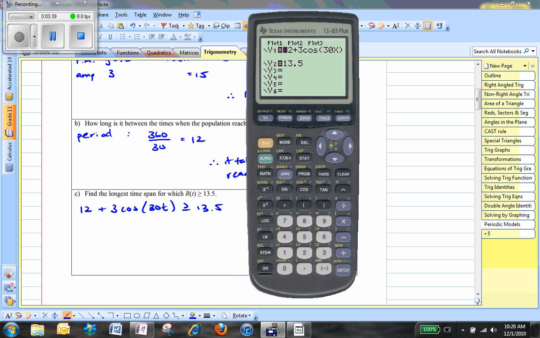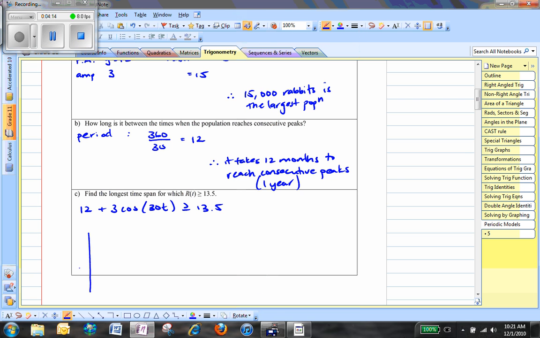Now, let's think about it. If my principal axis is 12 and the amplitude is 3, that means the highest that it goes is 15 and the lowest that it goes is 9. So when I go to my window, I'm going to go from 0 to 24 like it told me at the top. I'm going to go up by 2s, for example. I'm also going to make my y minimum 8, which is 1 less than the 9, and my y maximum 16, which is 1 more than the 15. And I'm going to go up by a scale of 1. I'm going to hit graph, and this is the graph that's going to appear. I can sketch this graph on my page.